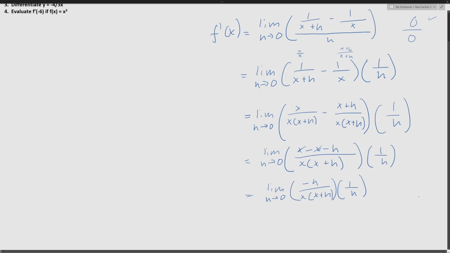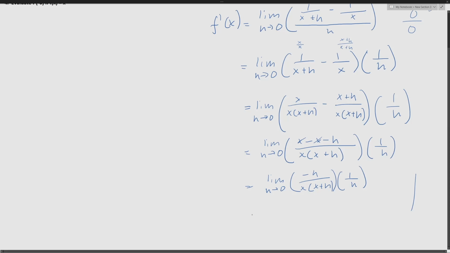This actually is perfect for us. Let's scroll down, because if we have a negative h on top and an h at the bottom, we could cancel the two out. And so we get the limit as h approaches 0 of negative 1 over what? Let's see, x times x plus h, right? So x squared plus xh.